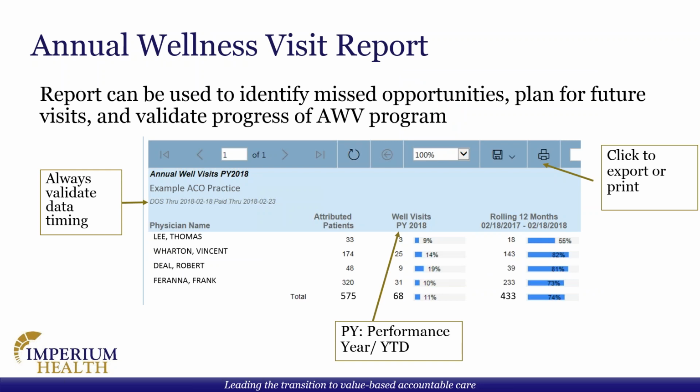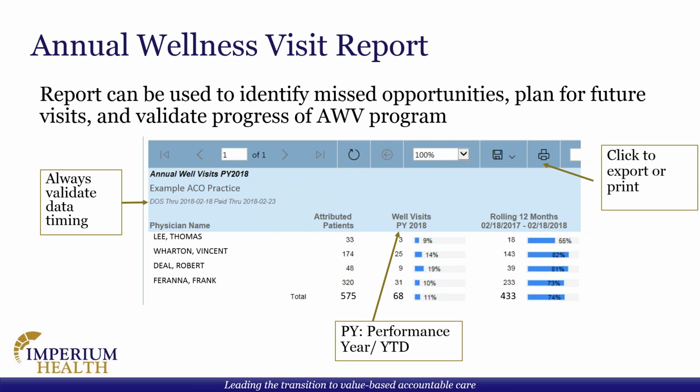The annual wellness visit report is going to be one of the most valuable and actionable reports within the ACO Health Solutions portal. One of the first things that I always recommend that you do when you're looking at any of your reports is check the data service. Make sure that the data service that we're looking at is about what we expected. So when I'm looking at this report, I know that I'm only going to see about a month and a half's worth of data for the current performance here.